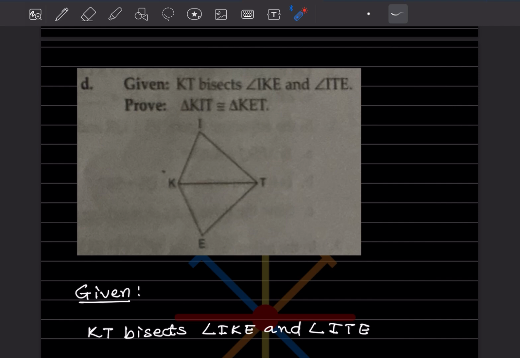KT bisects angle IKE, which means this is bisecting. So this is the angle, it is bisecting. KT is the bisector. This part is the bisector. So an angle ITE, this one, it is bisecting this angle. ITE means this angle. Prove triangle KIT is congruent to triangle KET.